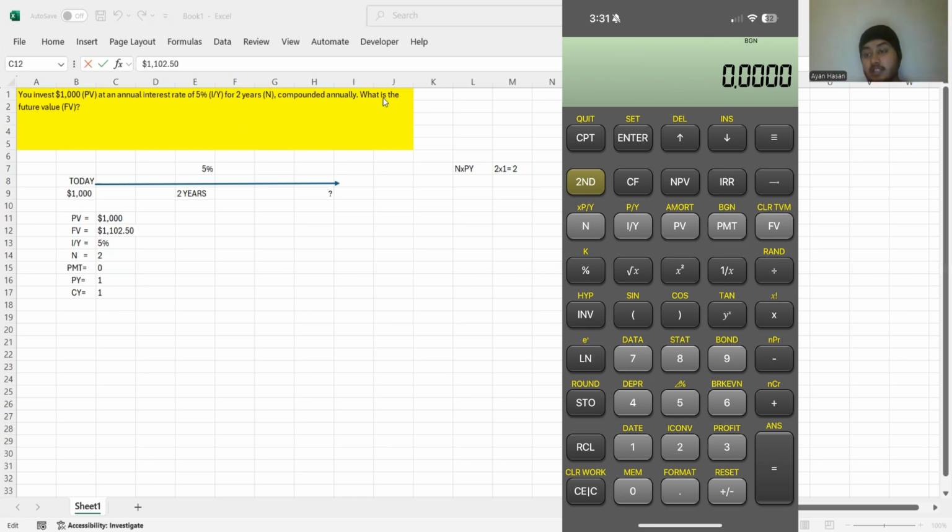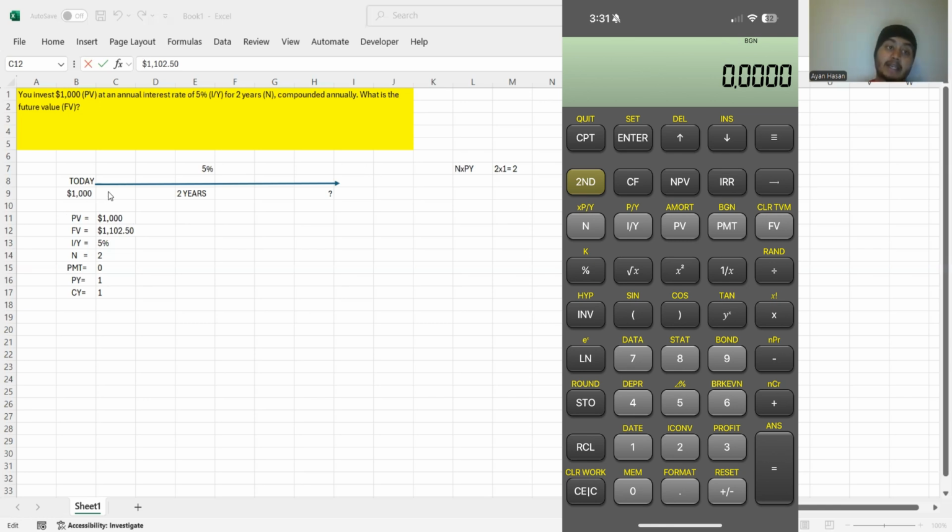So this is a simple question. We just have to find the future value, which we found to be $1,102.50. And I also told you the formula for how to find N. N is equal to years times PY. So we have N, which is 2, and PY, which is 1, so it equals 2 times 1, which is 2.